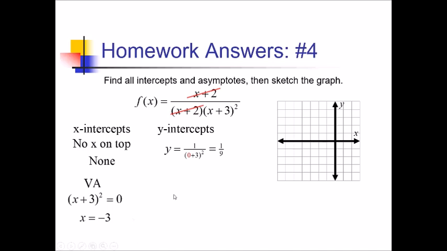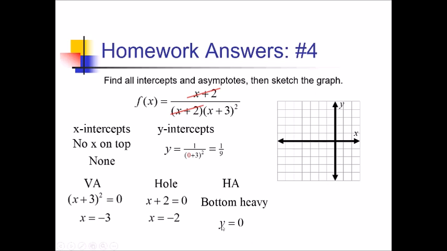For holes, I take a look at things that would have given me undefined in the original, but in the simplified not so much. So this canceled out factor of x plus 2. For the hole, if I set x plus 2 equal to 0 and solve, we get x equals negative 2. That's the x value where our hole is going to happen. And then finally, horizontal asymptotes. Taking a look here, I've got first degree up top. Down below, if I multiply all these out, I've got third degree, x to the third power. This is a bottom-heavy function, so we automatically have a horizontal asymptote at y equals 0.